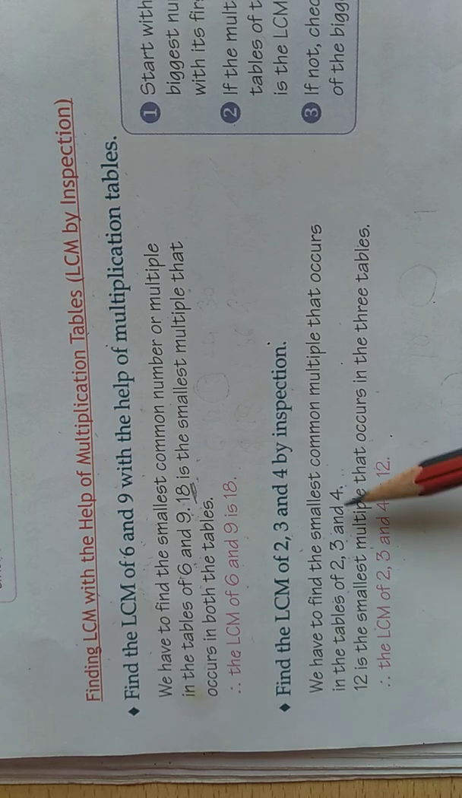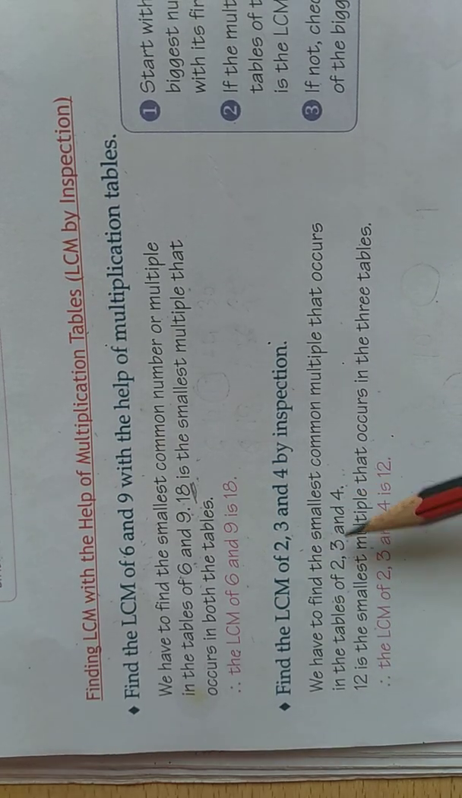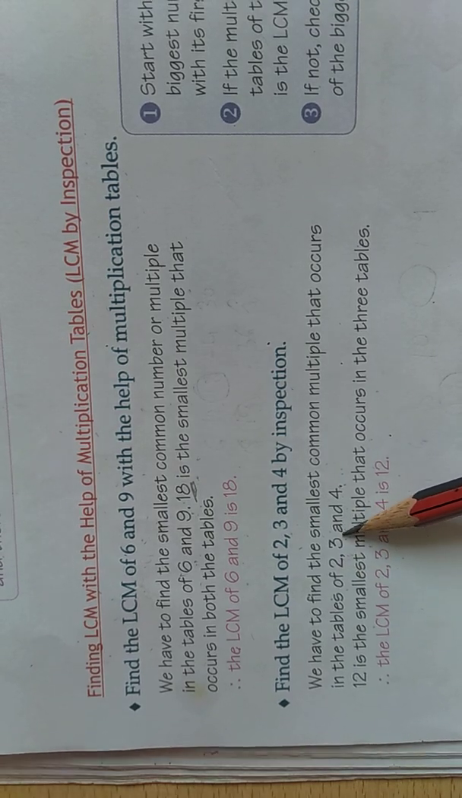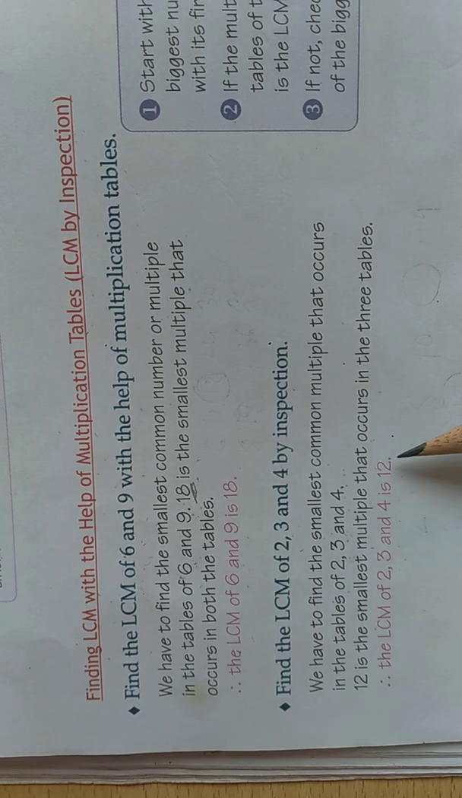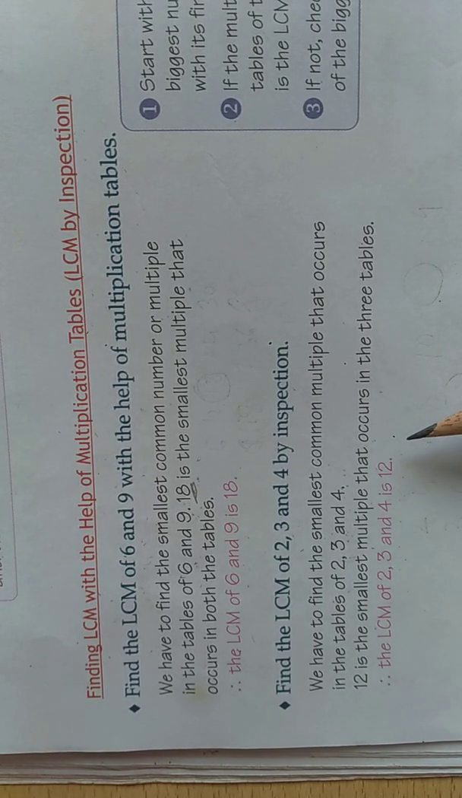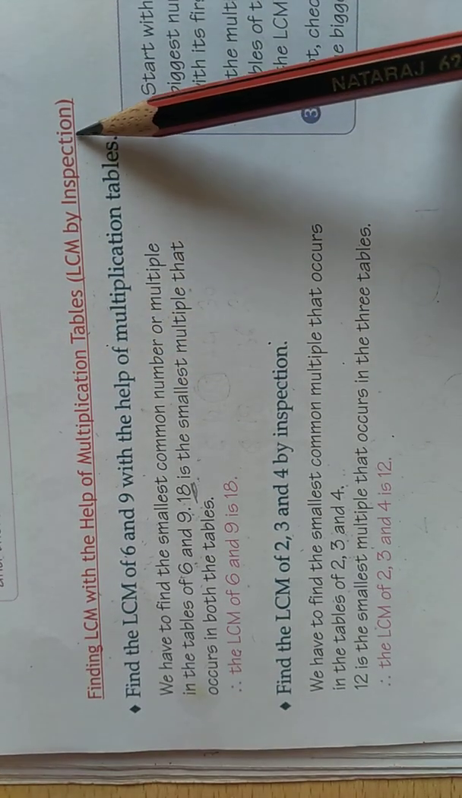Okay, in these three tables there is one number, 12, that comes in all three. It is 6 times in the table of 2, 4 times in 3 and 3 times in 4. So here our LCM will be 12. So the LCM of 2, 3 and 4 is 12. So in this way we use the multiplication table method, or inspection method.